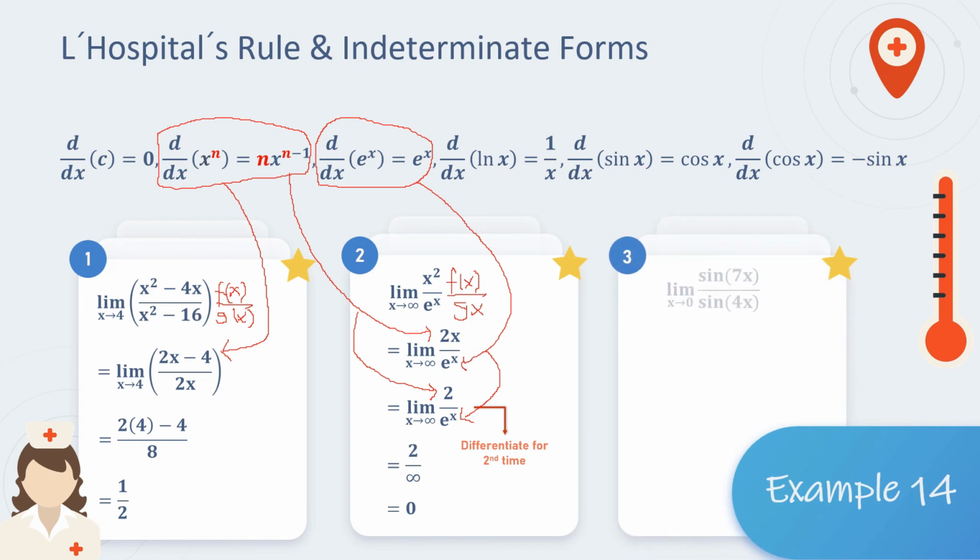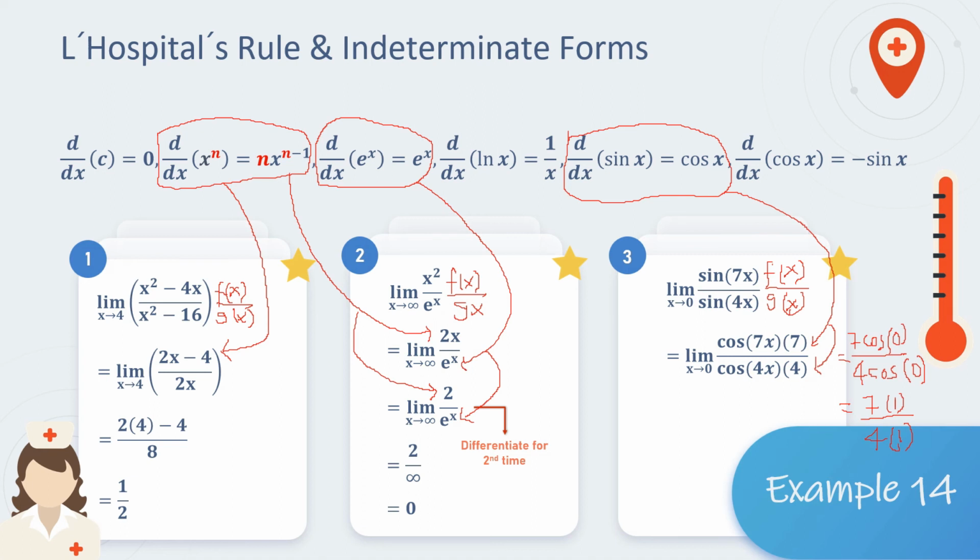Third example, given function. Differentiate the following function by using L'Hospital's rule. Cos 0 is equal to 1, and the final answer is 7 over 4.